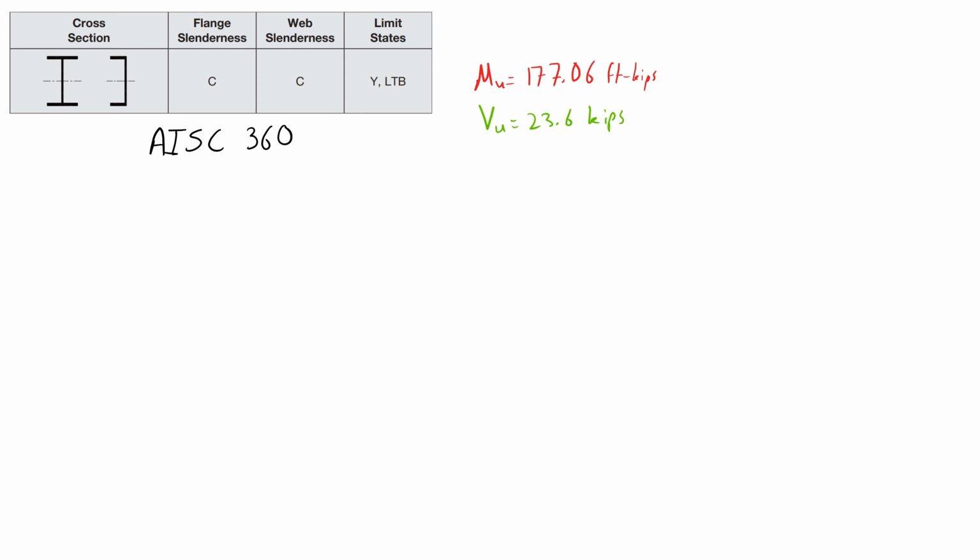I discussed the different failure modes of beams under flexure and shear in a previous video. Link to that video will be in the description down below. Because the top flange of the beam is continuously laterally supported by the reinforced concrete slab, the beam cannot fail due to lateral torsional buckling. This means the crossbeam can only fail due to flexural yielding.